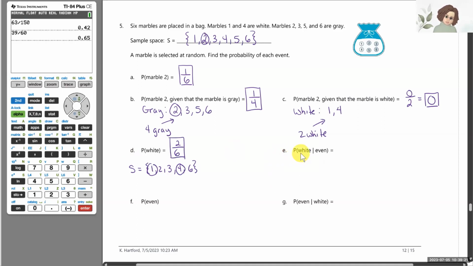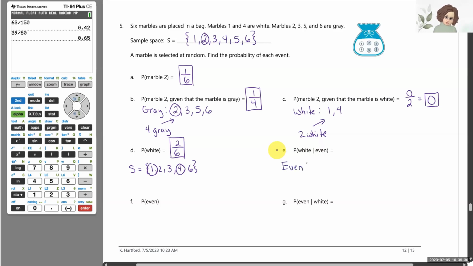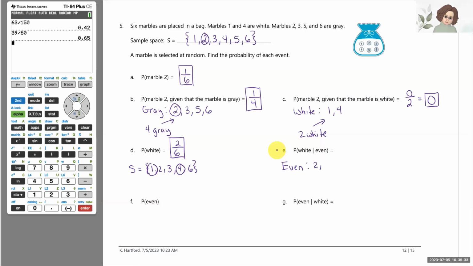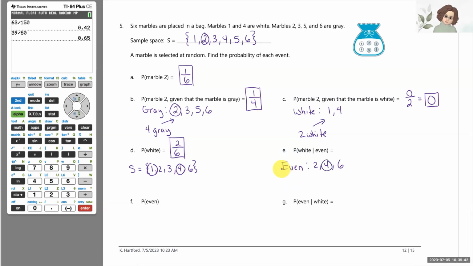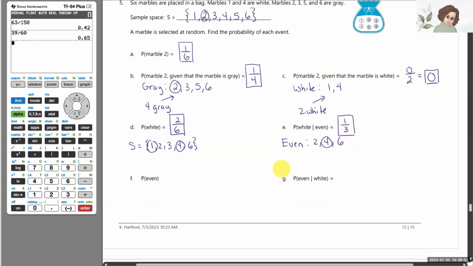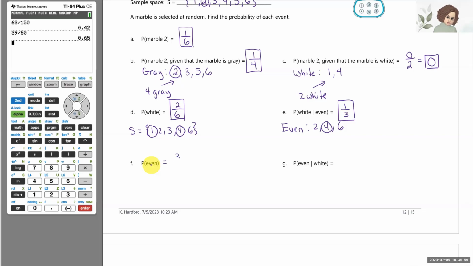And then the probability of white, given that, knowing that you have an even marble. So if we know we have an even marble, that was 2, 4, 6. And the probability of picking a white one out of 2, 4, 6, 4 is white. So just 1 marble out of those 3. All right, just a couple more here to wrap up. What's the probability that you pick an even marble? So that would be 2, 4, 6. So 3 out of the 6, back to the sample space of 6.